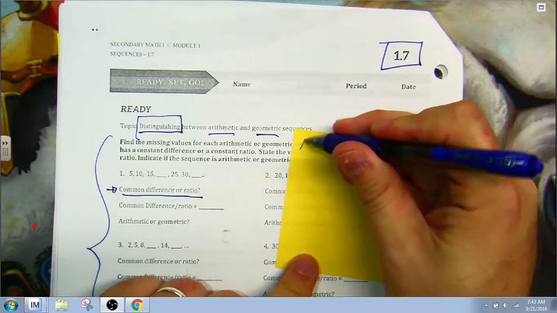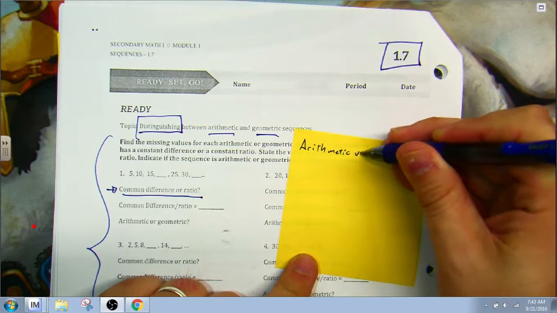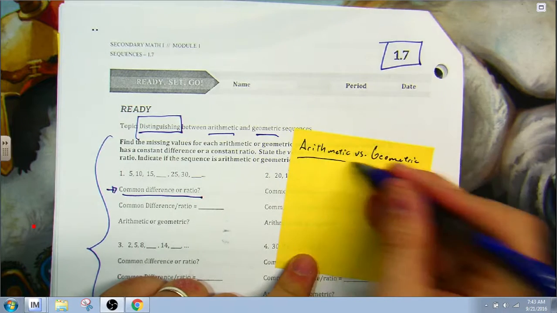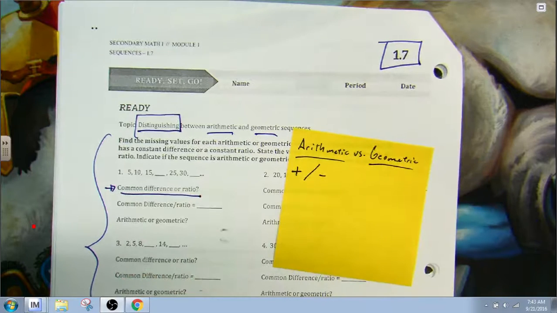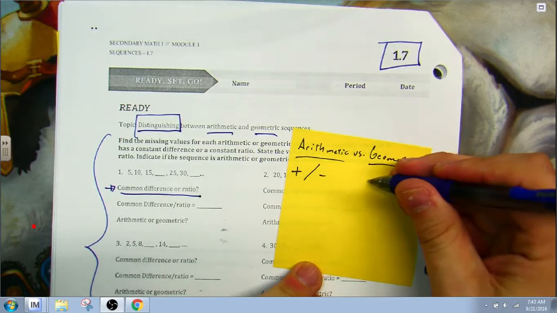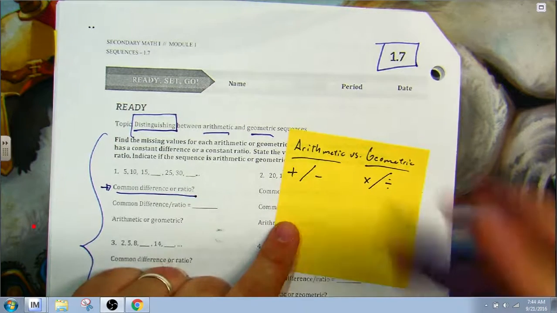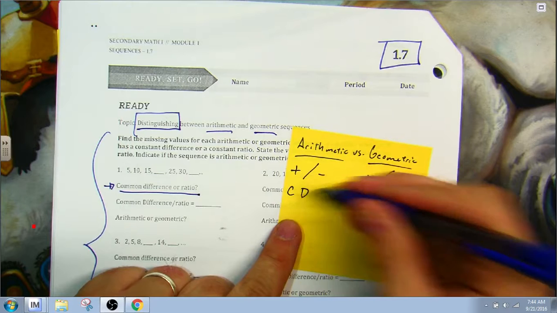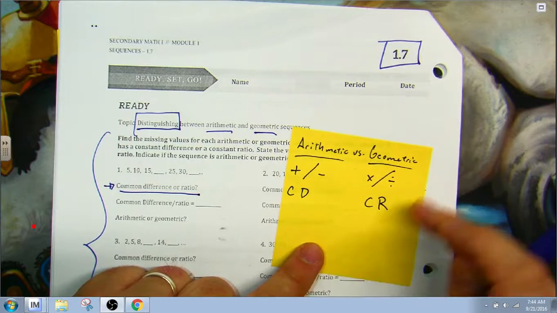So arithmetic versus geometric. And so the arithmetic, we already know we add or subtract each term, and for geometric, we are multiplying or dividing. But for the arithmetic, that also means that we have something we call the common difference, but in geometric, it's known as the common ratio.